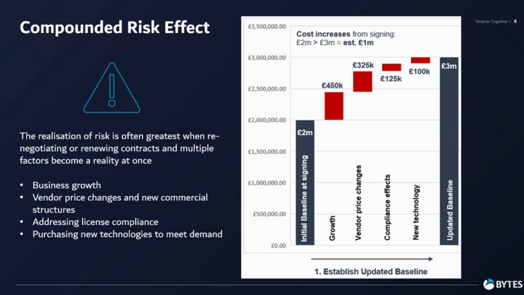And what you can see there is that very quickly, through all of these items having a compound effect, we'll quickly see a baseline as such go from 2 million to 3 million pounds, and then we need to try and find rationalizations from there. So hopefully that gives a good indication as to, when you come to looking at the contract renewal, the types of things to be budgeting for and expecting.